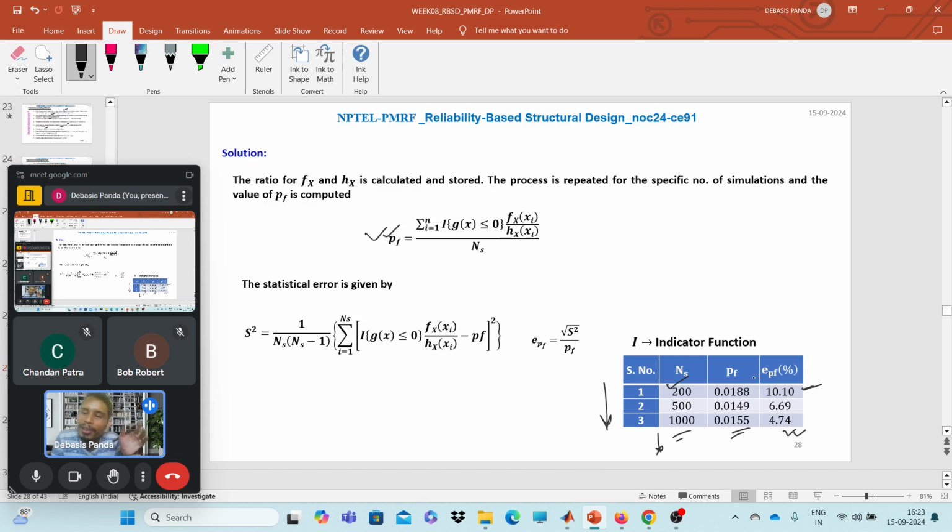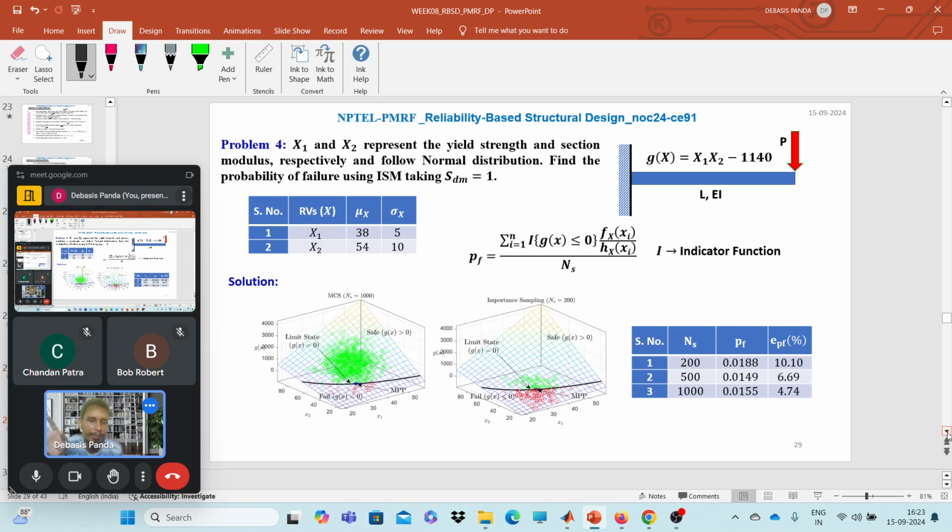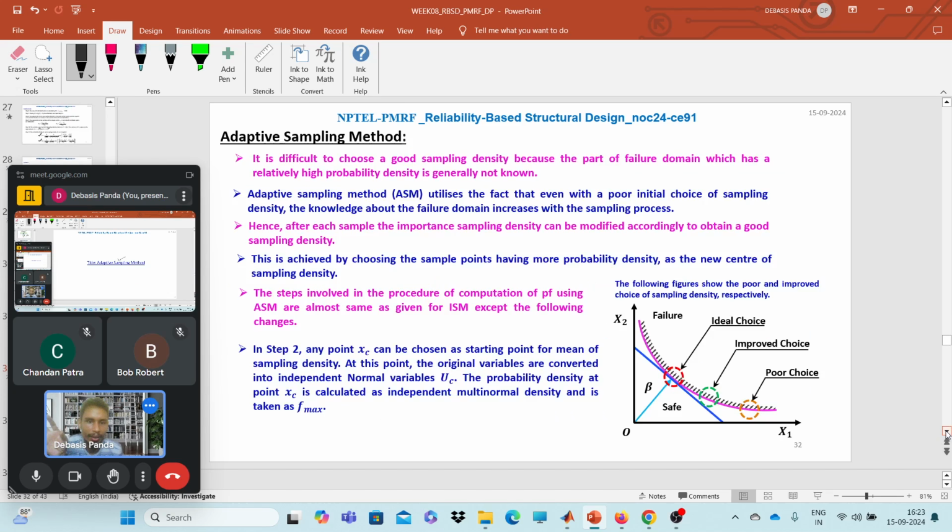Now the question is, if I don't want to solve the first order reliability method, can I use the importance sampling method? Yeah, there is one case that we call the adaptive sampling method. Now in adaptive sampling, what do you do? If we don't want to solve the FORM or SORM first and get the extra point, what do we need to do? First, it will start with a poor choice, then it will upgrade the choice until we get the convergence. That is how the adaptive sampling method works.